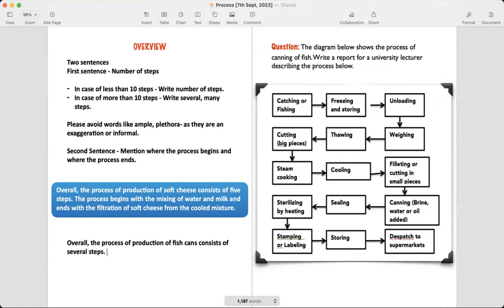And you end it here. And then you write the process begins with, what's the first step? Catching the fish. Yes, catching of fish. And ends with?